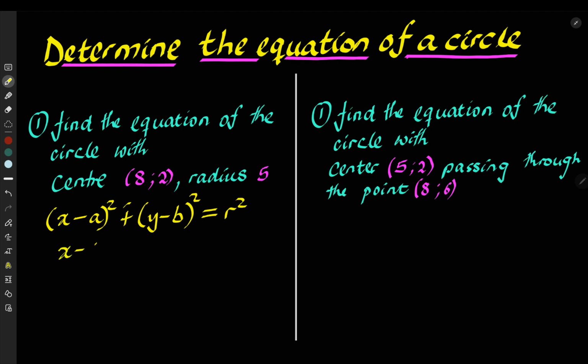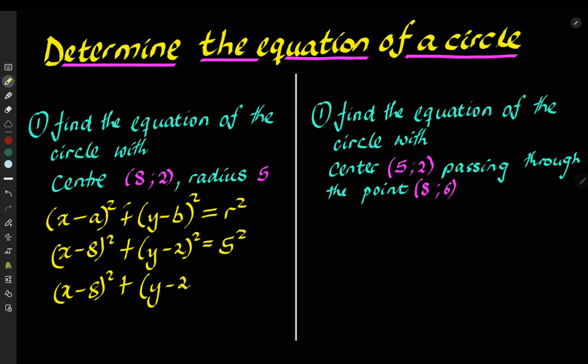That will be (x minus 8) squared, plus (y minus 2) squared is equal to 5 squared, which is in this case 25. So that will simplify further to (x minus 8) squared. There's no need for you to expand this equation. You just leave it in this format. You'll be awarded 4 marks. So that will be equal to 25. And that is how you determine the equation of the circle.